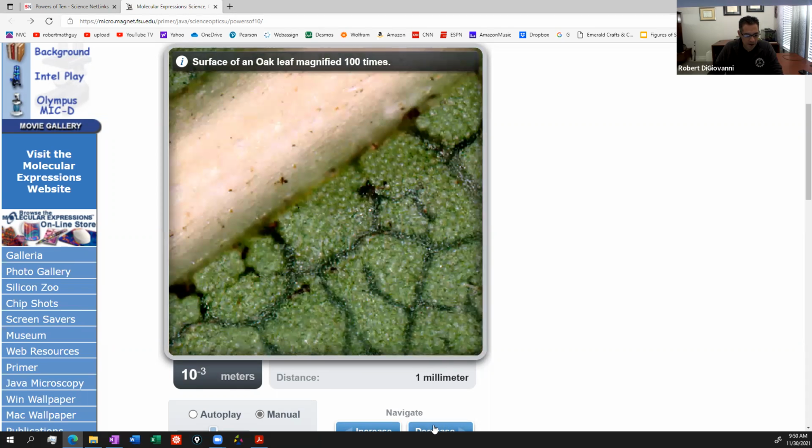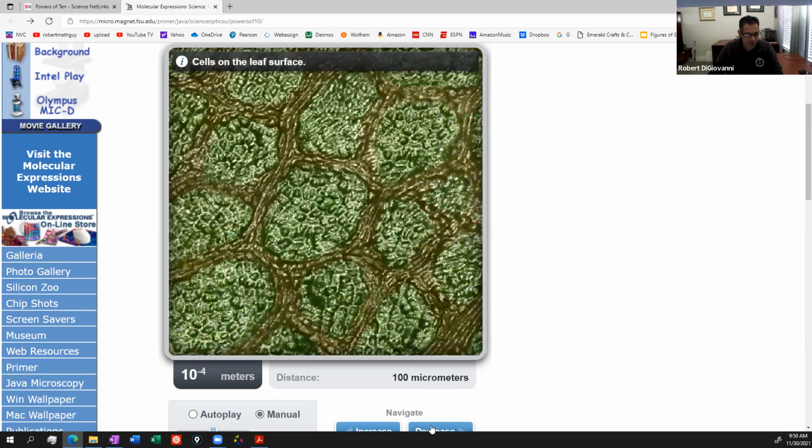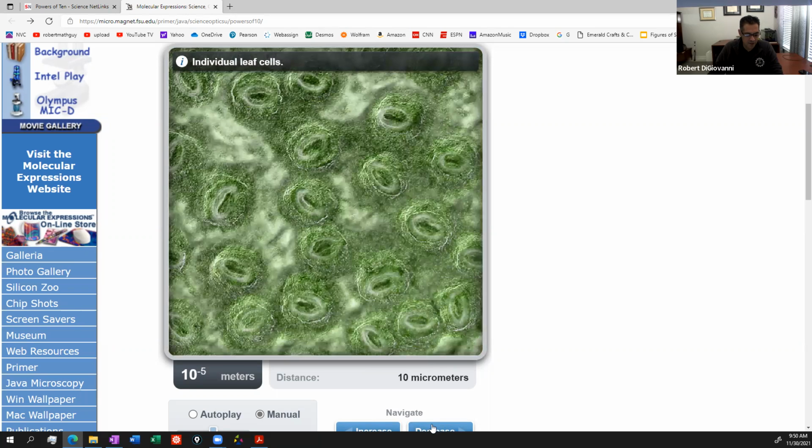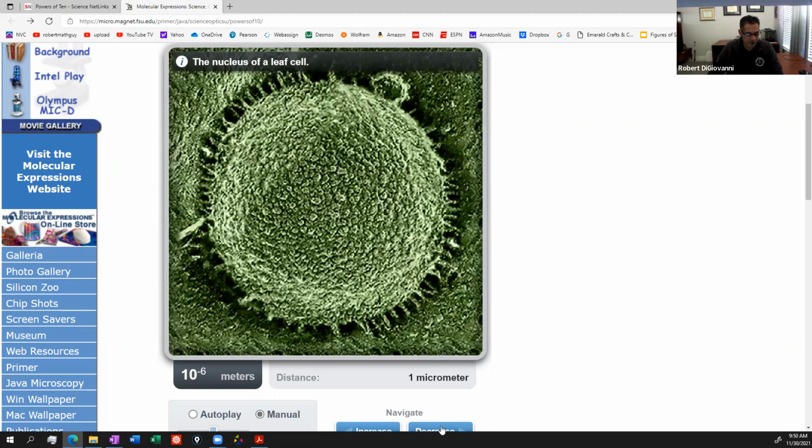Keep going. Now you can really get in there and see it, right? That's 10 to the -3. 10 to the -4, you can see the actual cells on the leaf. 10 to the -5, now you can see individual cells, right? 10 to the -6, you're looking at the nucleus of a cell.